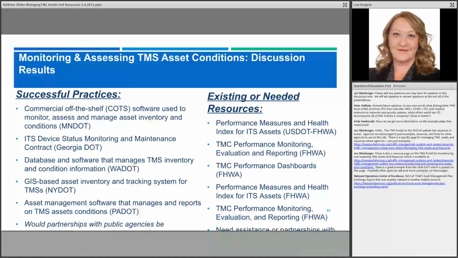Pennsylvania was highlighted as another good example of some asset management software that helps the agency to really identify current status, condition, and helps to report on some of those different asset conditions. One of the questions that was asked in one of the breakout groups is, would partnerships with public agencies be considered sort of a best practice?